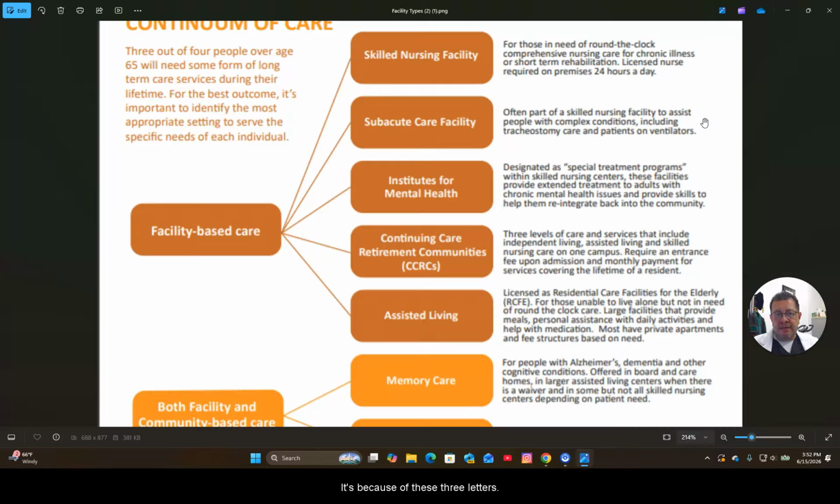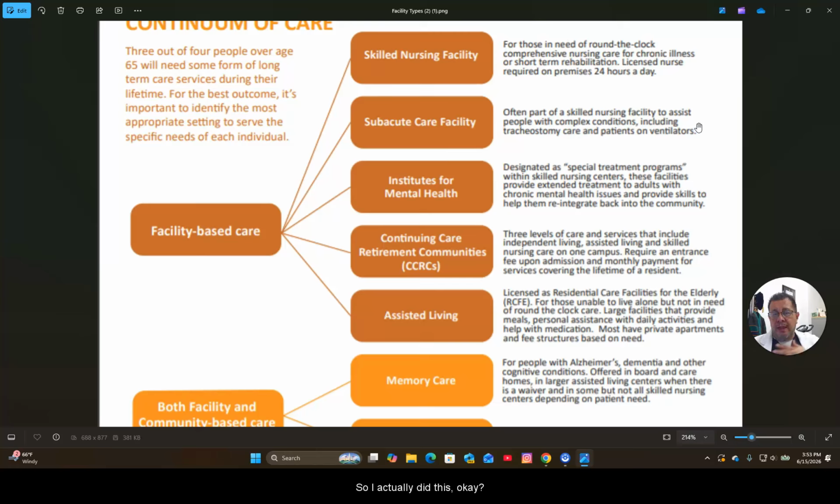Okay. It's because of these three letters: VAP, ventilator associated pneumonia. You got to remember what that is: ventilator associated pneumonia. So it turns out that some of the same bacteria that we have with perio is the one that accumulates in the ventilator system of these locations.